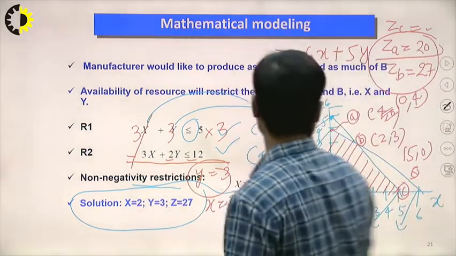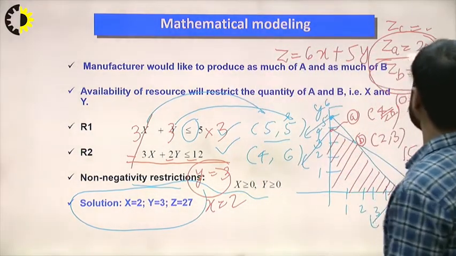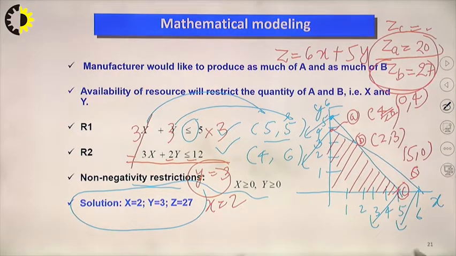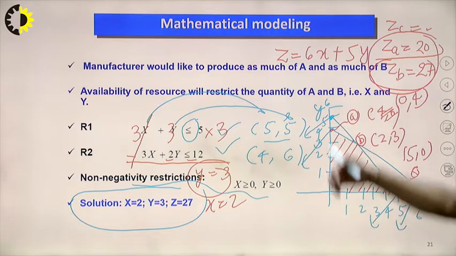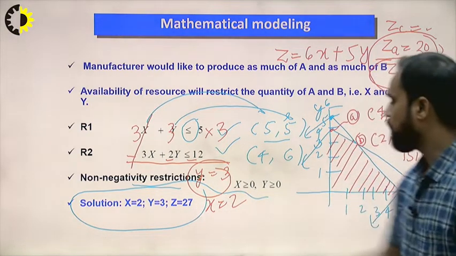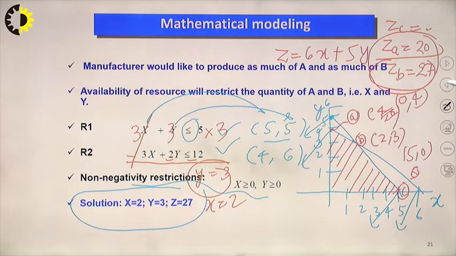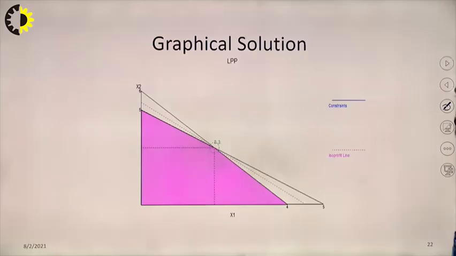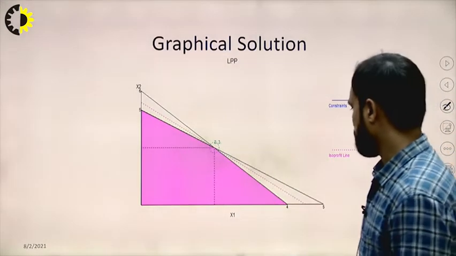So the solution of the problem is 27, right? So this way we can solve the problem. Simply, we can solve this problem with the graphical method and obtain the optimal value, right? And that is x 0, y 0. So the solution of the problem is this, right?